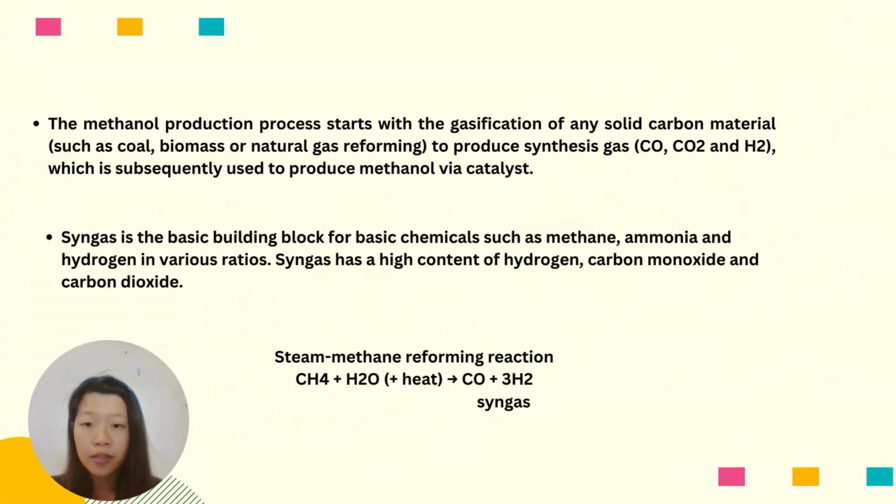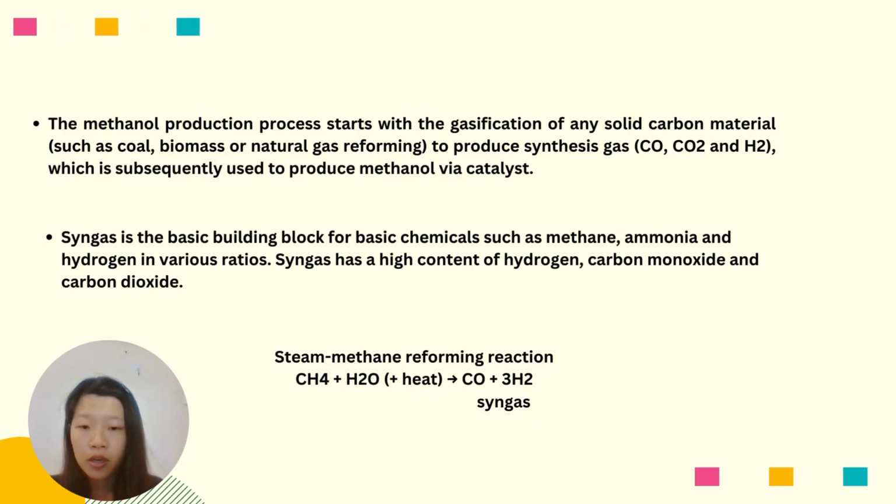To produce methanol, it normally starts with the gasification of any solid carbon material to produce synthesis gas, such as carbon dioxide, carbon monoxide, and hydrogen, which is subsequently used to produce methanol via catalyst. Synthesis gas is the basic building block for basic chemicals such as methane, ammonia, and hydrogen in various ratios. The steam methane reforming reaction is a reaction to produce syngas.